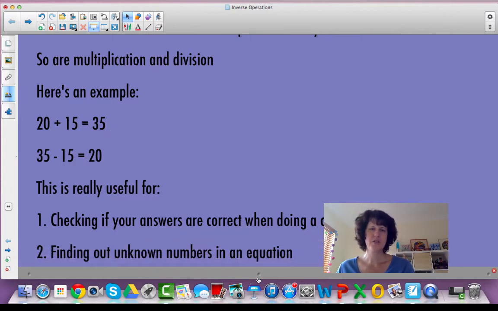The second thing it's useful for is finding out unknown numbers in an equation, which comes up in patterns and algebra, which we're going to do later on.